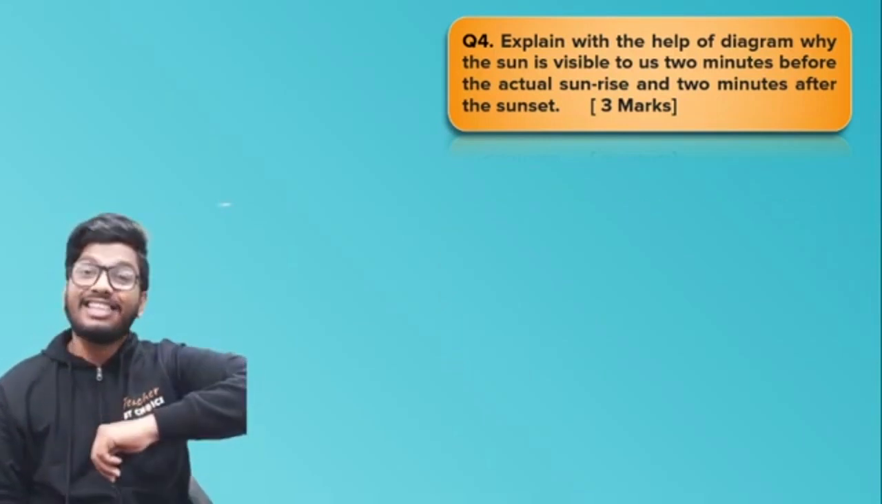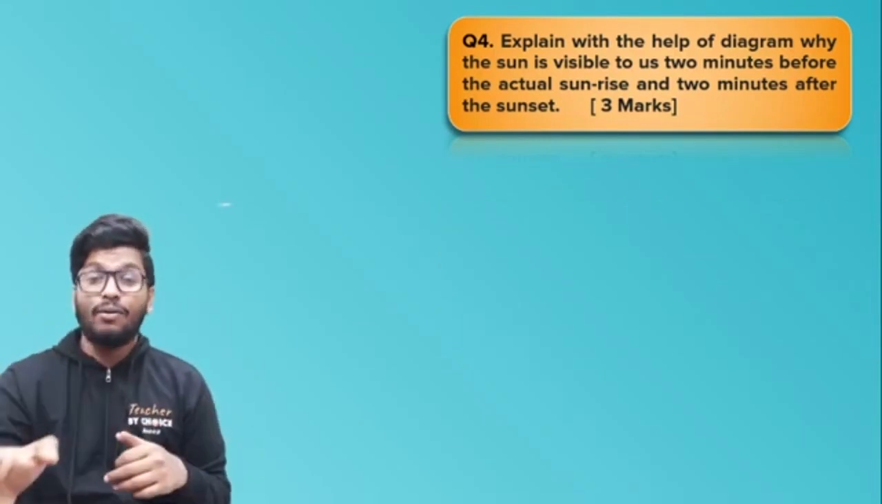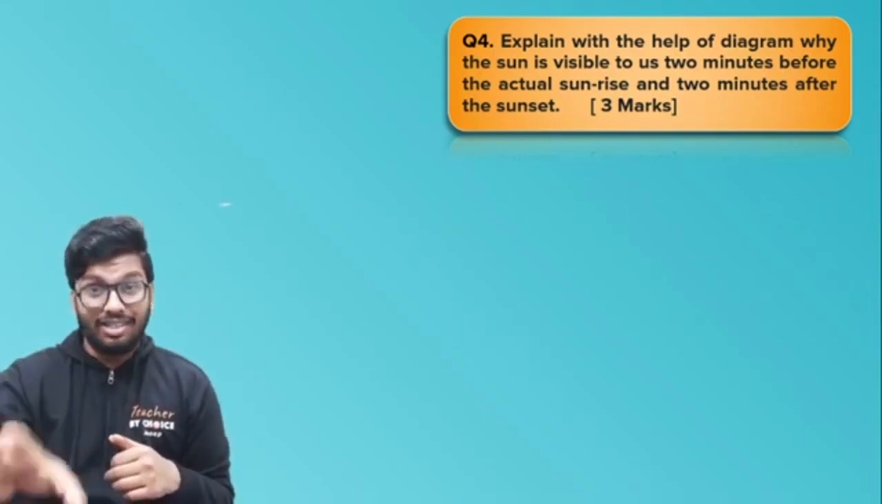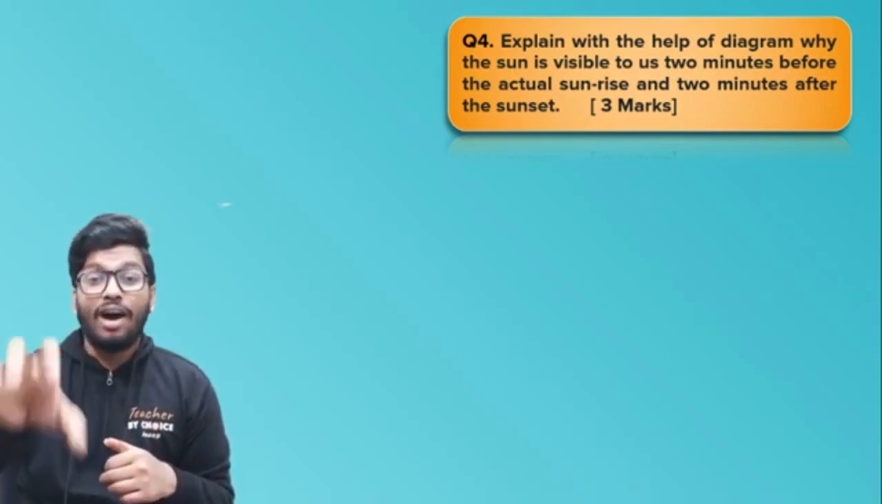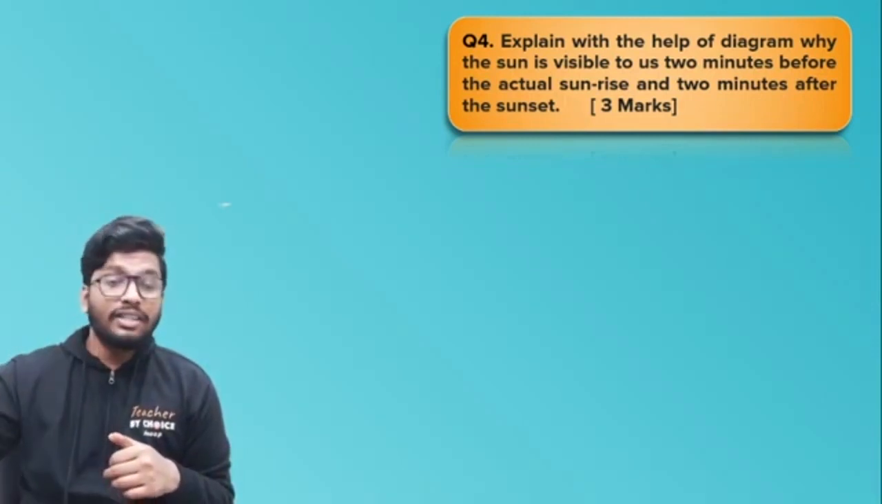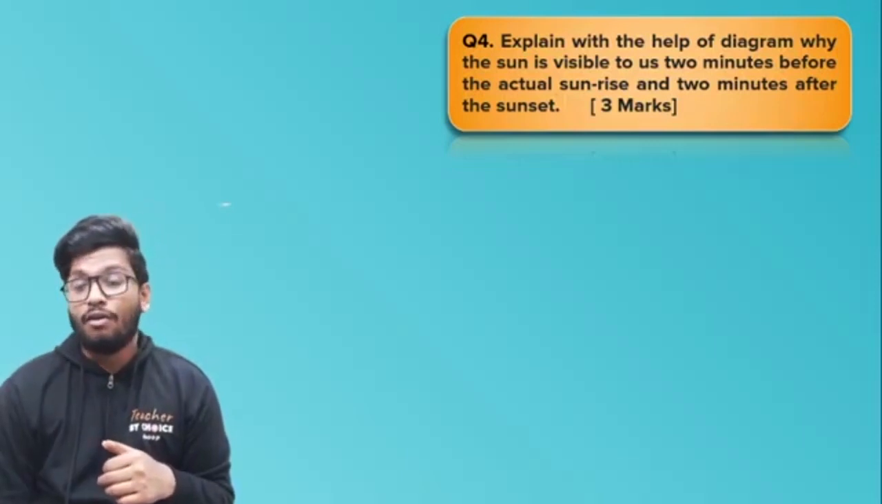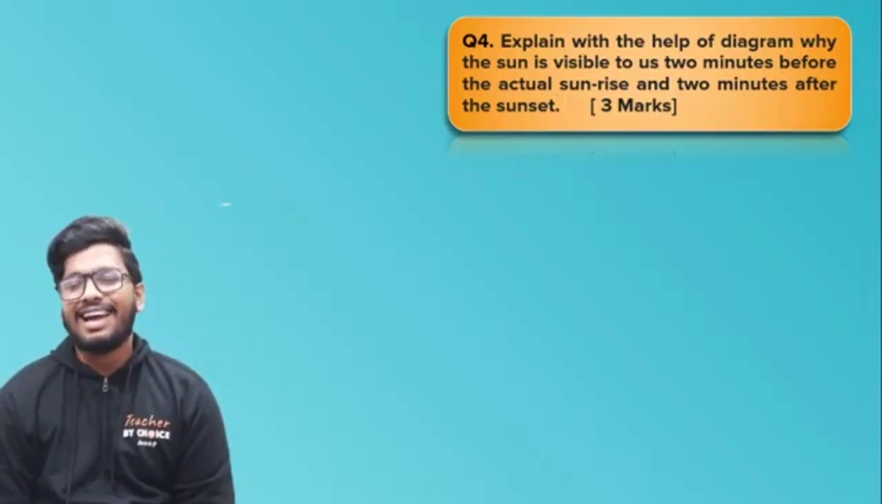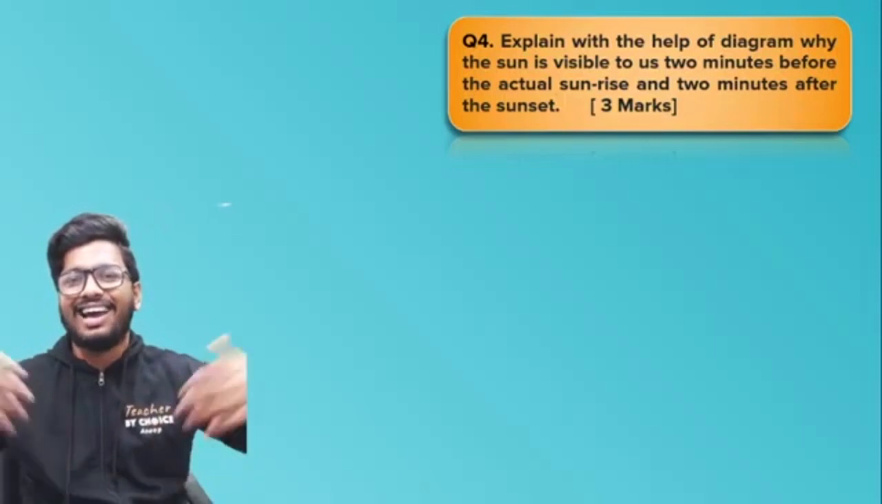All right, another 3-mark question. This will be the last question. It's an amazing question again. The question is this: explain with the help of a diagram why the sun is visible to us 2 minutes before the actual sunrise and 2 minutes after the sunset as well. Advanced sunrise and delayed sunset.